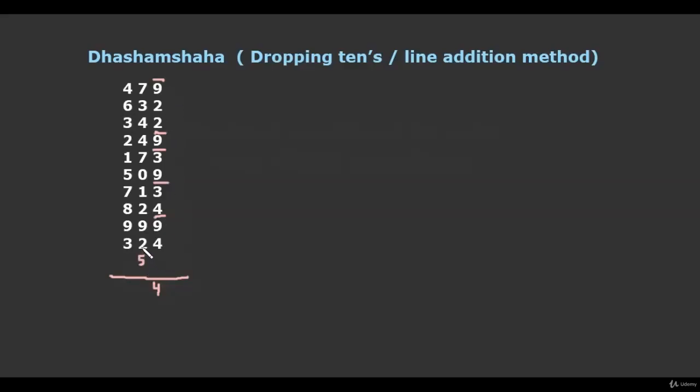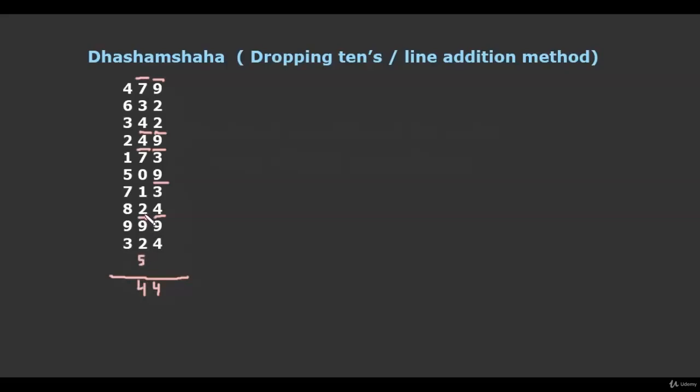5 plus 2 is 7, 7 plus 9 is 16. So we drop 10 over here and carry 6 to the next number. 6 plus 2 is 8, 8 plus 1 is 9. 9 and 7, 16. Again we will carry 6 to the next number. 6 plus 4 is 10, so we drop 10 over here and no carry. 4 plus 3 is 7, 7 plus 7 is 14. We will drop 10 over here and the final remainder is 4. So we will write 4 over here.